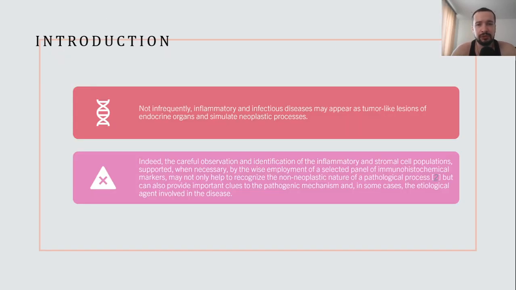Not infrequently, inflammatory and infectious disease may appear as tumor-like lesions of endocrine organs and simulate neoplastic processes. Indeed, the careful observation and identification of the inflammatory and stromal cell populations, supported, when necessary, by the wise employment of a selected panel of immunohistochemical markers, may not only help to recognize the non-neoplastic nature of a pathological process, but can also provide important clues to the pathogenic mechanism and, in some cases, the etiological agent involved in the disease.